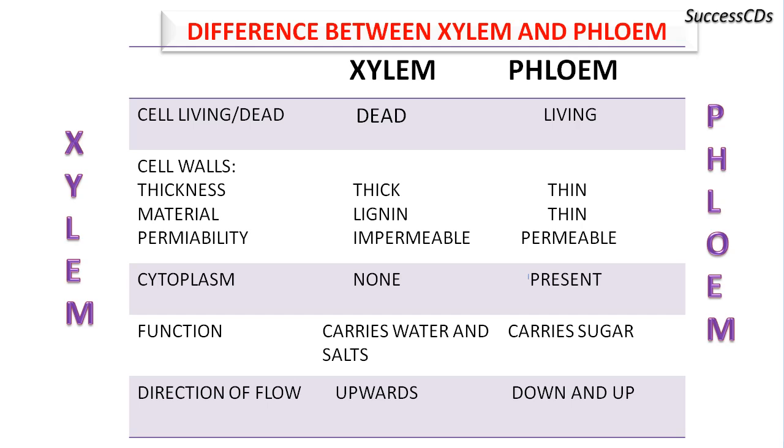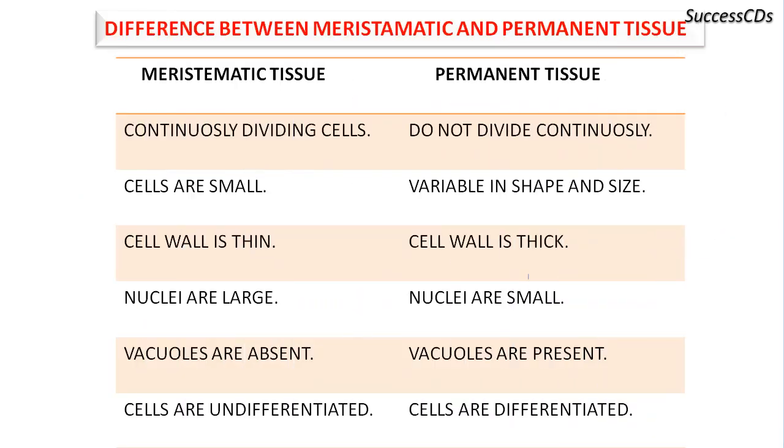Function of xylem: carries water and salts. Phloem carries sugar and nutrients. Now direction of flow is upwards in the case of xylem, and in the case of phloem it is down and up both. Lastly, we will see the differences between meristematic and permanent tissues.